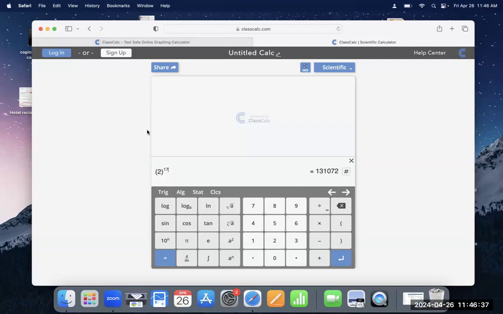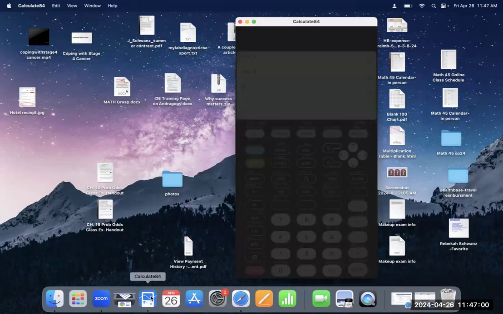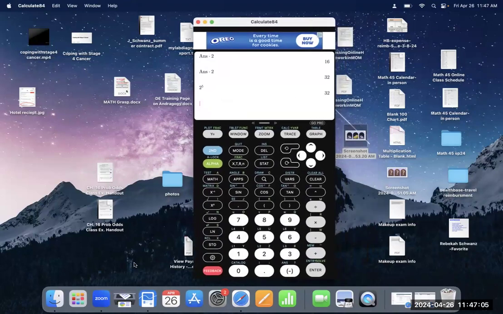I'll show you on another scientific calculator also what it looks like. So here's another scientific calculator, and you might have a calculator similar to this. Let me just clear out everything. Okay, and then I can enter a 2. And now there's a little symbol that looks like an upside down V, right above the division sign on my calculator. I can click on that, and that means to the power of. So 2 to the power of. Now I can enter 17, press enter, and it'll show me the answer that way.